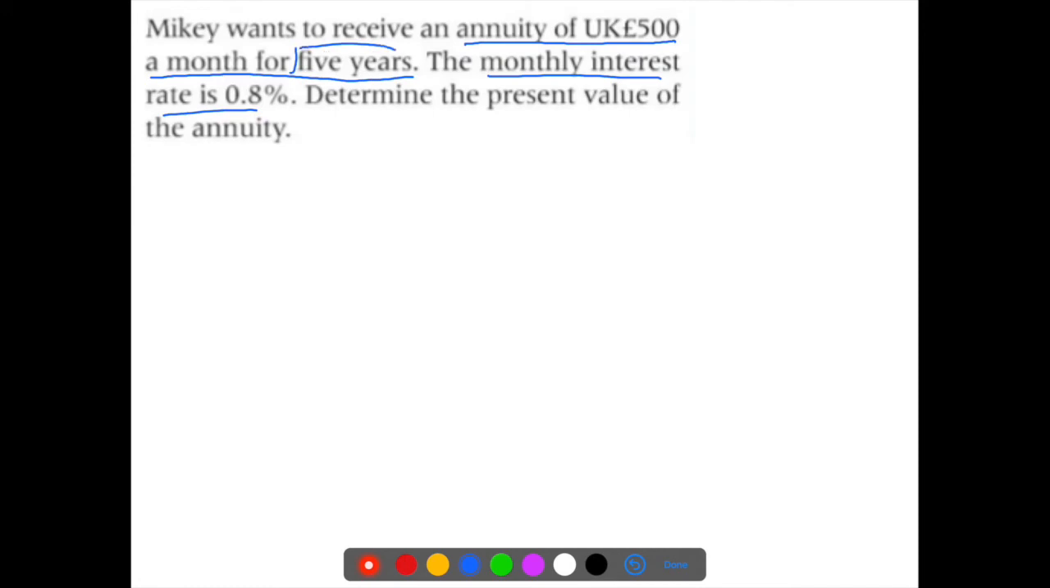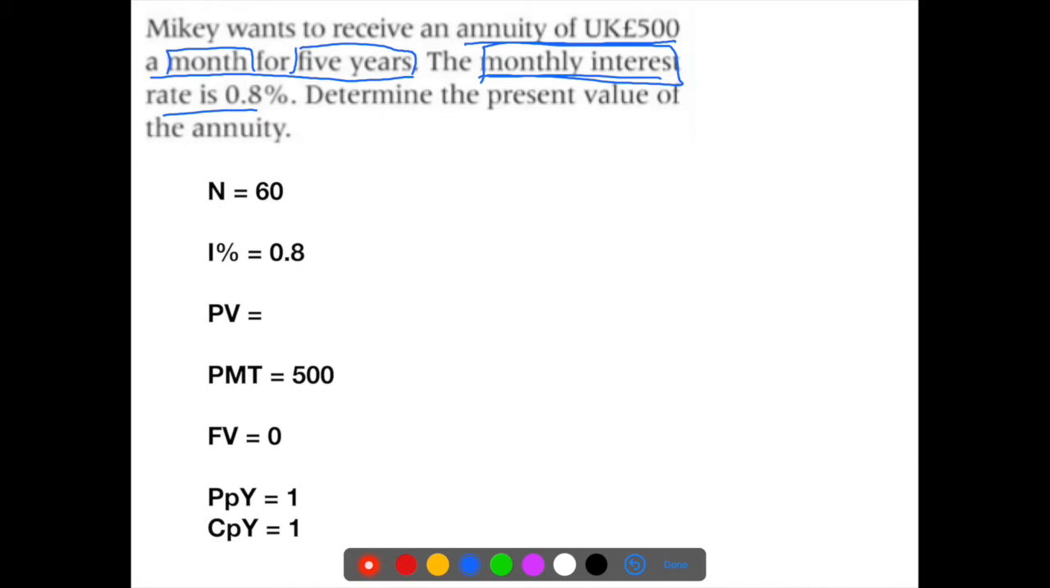Again, this is a 5-year annuity. Again, because it's talking about monthly interest, and it's giving us payments every month, we're going to use a similar process as before. We're going to do 5 years times 12 months to give us 60 months. And so we're going to work in months again. This time the interest percent is 8%. So that 8% is going to go right here.